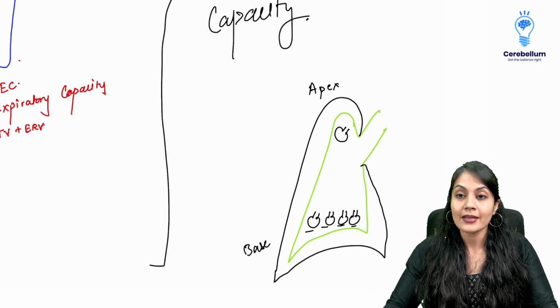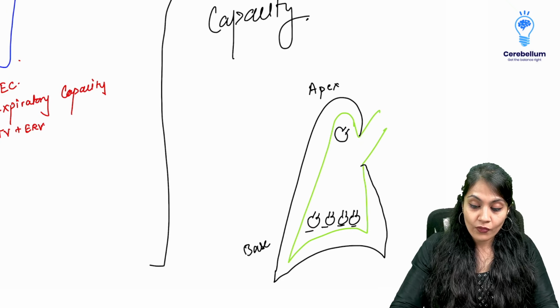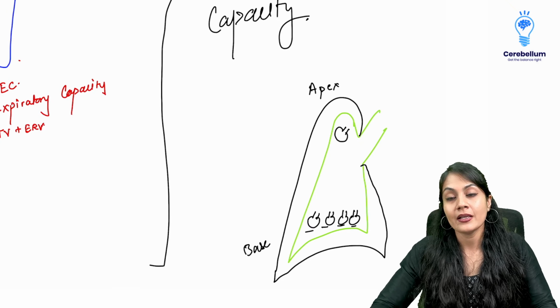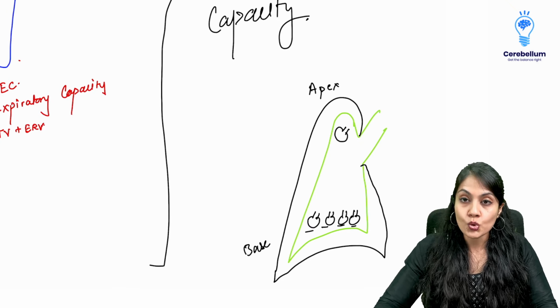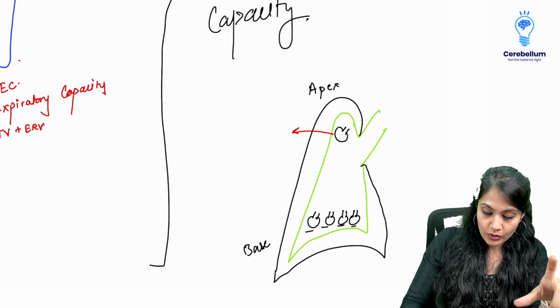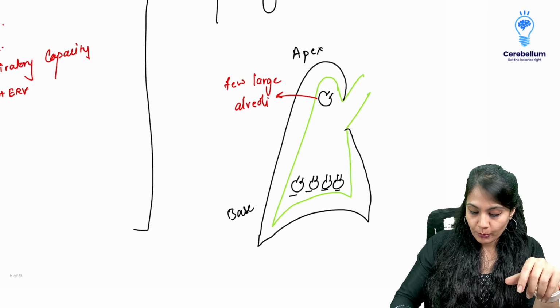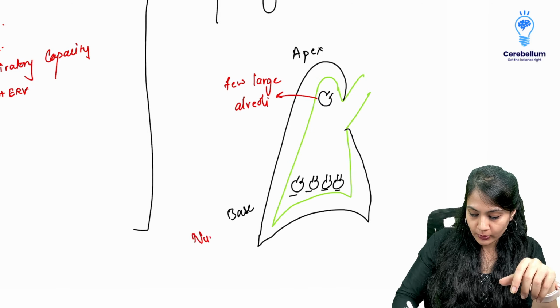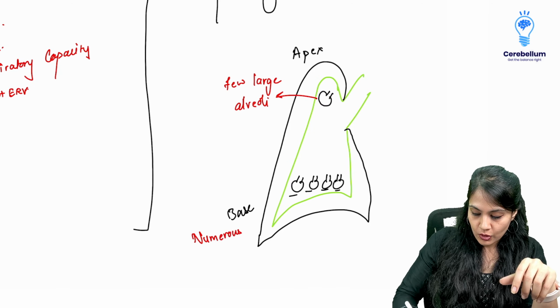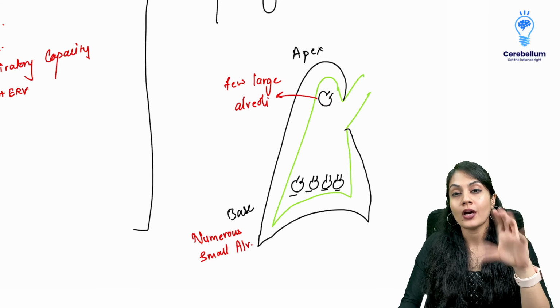So when I talk about apical alveoli, these apical alveoli are usually larger in size. So write down, at the apex, I'm going to have few large alveoli. On the other hand, if I talk about the base, it is going to have numerous small alveoli.